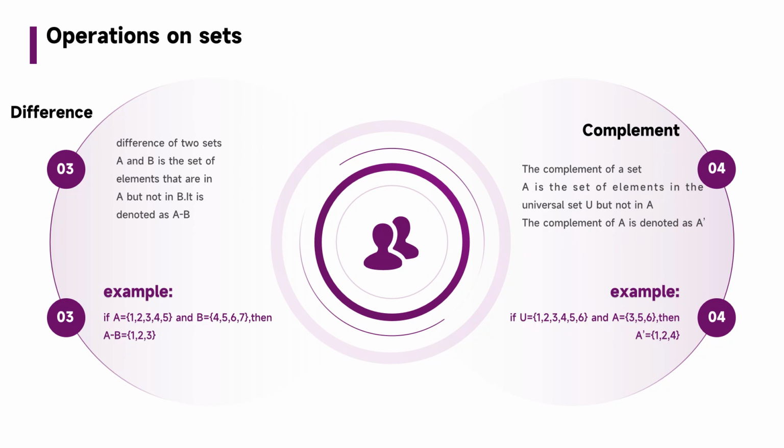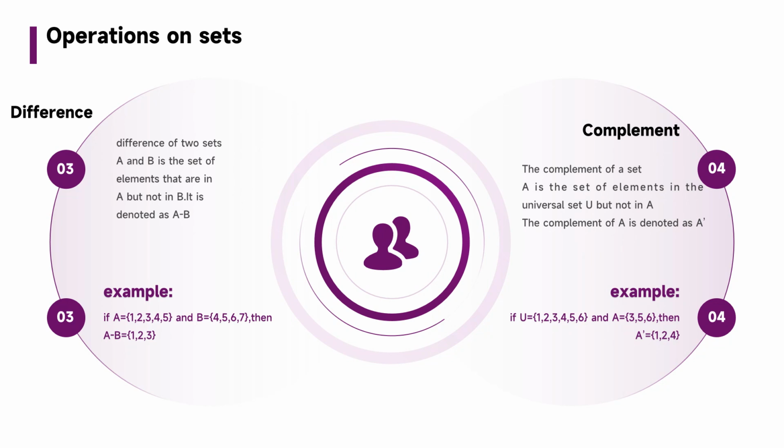Next is difference. The difference of two sets A and B is the set of elements that are in A but not in B. It is denoted like this. For example, if A contains 1, 2, 3, 4, 5 and B contains 4, 5, 6, 7, then the difference of A and B contains 1, 2, 3.